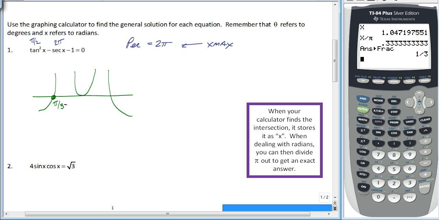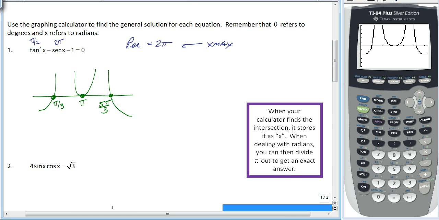And now you can go back to the graph. You can go find all those intersections on your own. Just make sure you take x divided by pi and change it to a fraction if needed. You're going to find that this one is pi, and this one right here is 5 pi over 3.